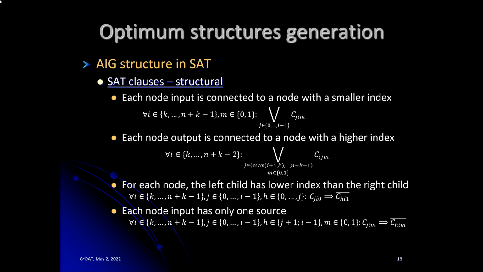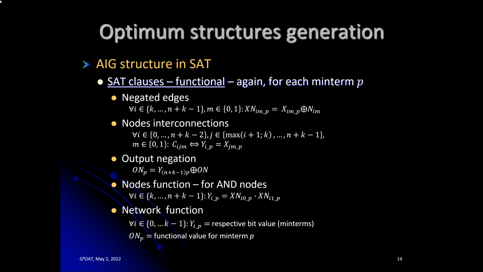You formulate them specifically. These are transformed to CNF in a straightforward way. And the same about the function. Negated edges: if a given input should be negated, the result is XOR with that negation, right? Yeah. So again, that's the clearest one.